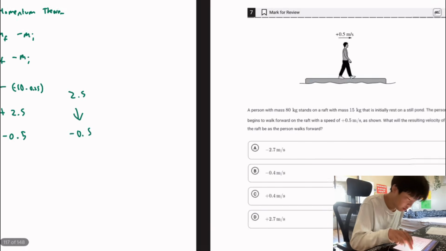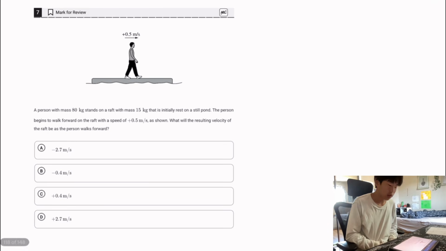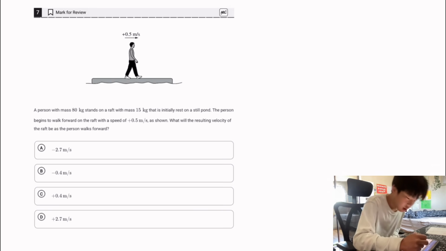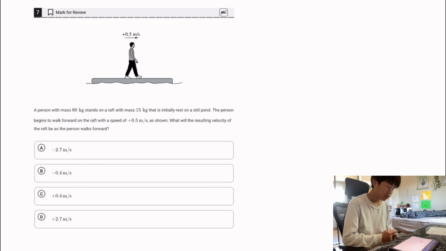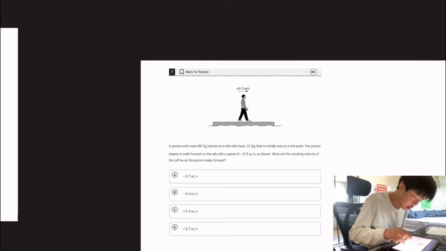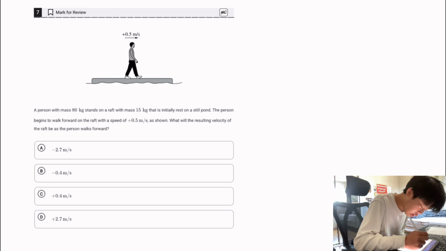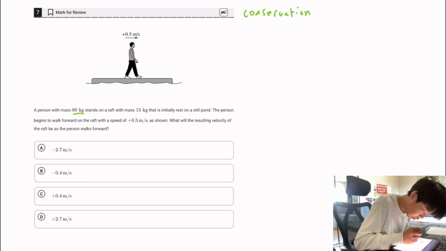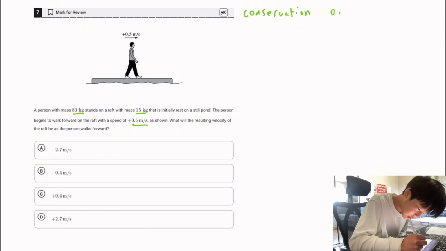Okay. Next question. This one's also super conceptual. It looks so easy, but it's not super easy. When I do it, I'm going to make it look easy, but just know that they phrase it really confusingly. Anyway, since it's asking for the resulting velocity, we can use conservation of momentum. And the way I know is because it's giving us mass and velocity and another mass.